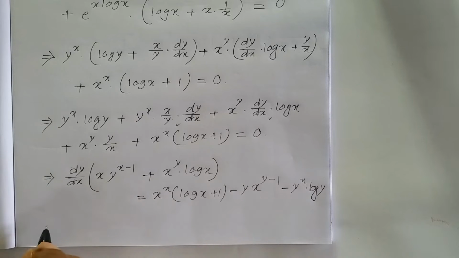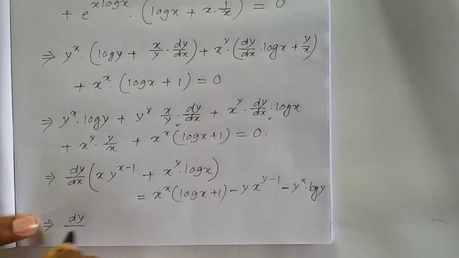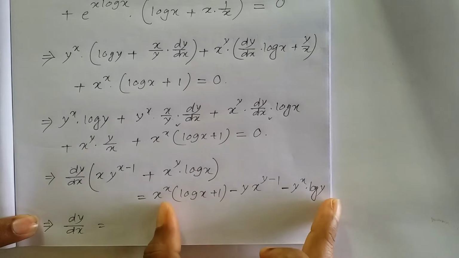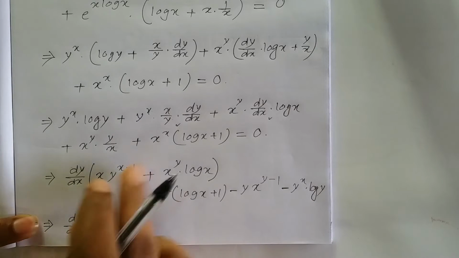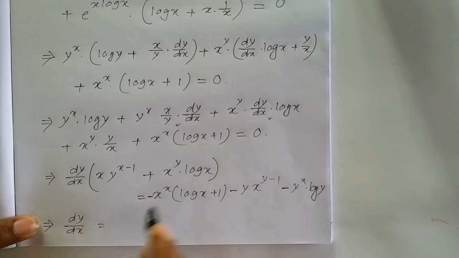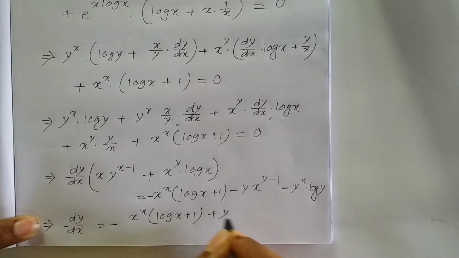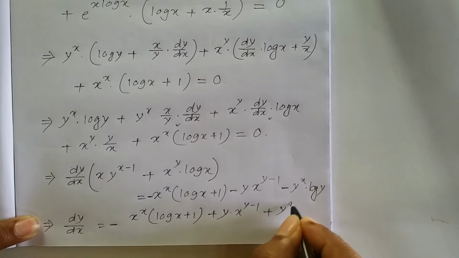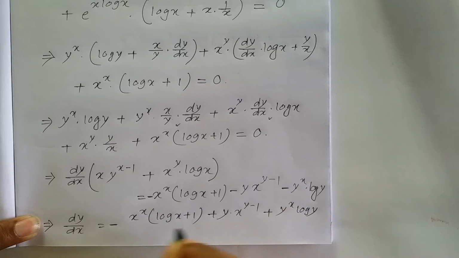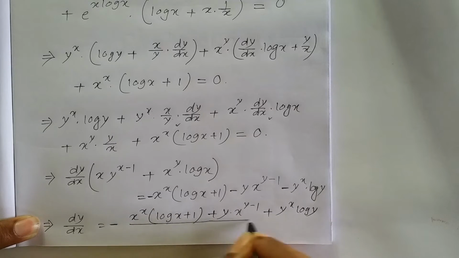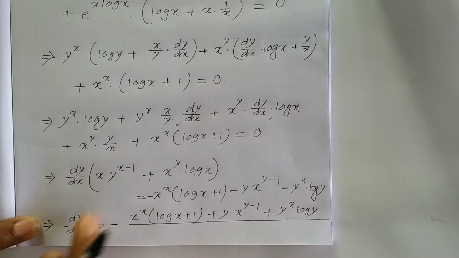No more terms. So that implies dy dx will be equal to all these terms. You see, this is minus, negative. So all terms are negative, you can take minus common here. So the numerator is x to the power x into log x plus 1, then plus y into x to the power y minus 1, then plus y to the power x into log of y, and the whole thing divided by this term.